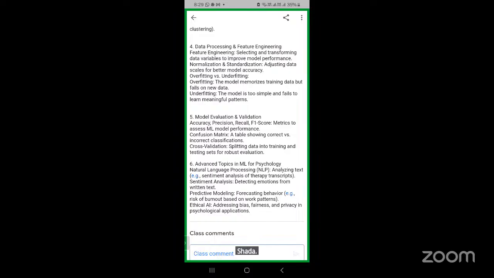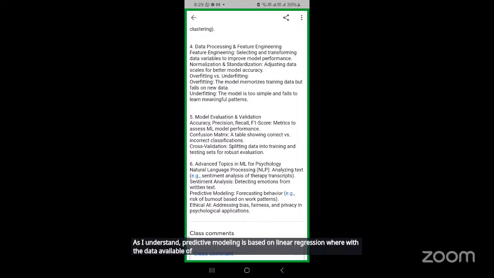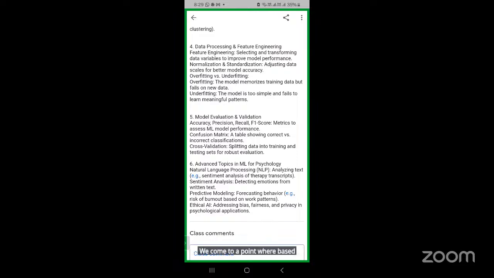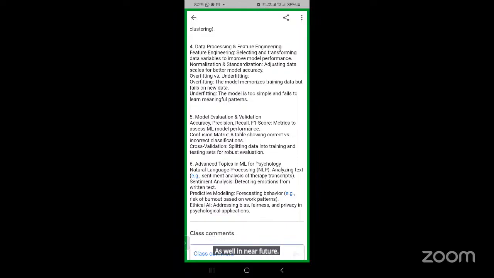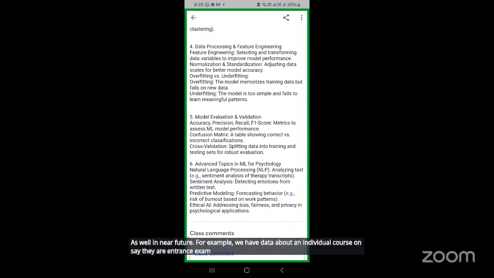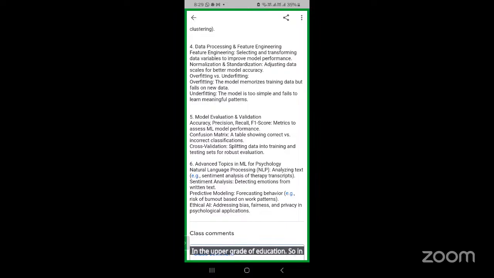Shana, can you tell me what is predictive modeling? Sure, as far as I understand, predictive modeling is based on linear regression, where, with the data available of one variable, if there is a strong association or relationship between two variables, we come to a point where, based on the data of one variable, we are able to predict what would happen to the other variable in the near future. Say, for example, we have data about an individual's score on their entrance exams, and we are predicting their probable performance on their first semester exam in the upper grade of education. So, in that case, predictive modeling works.